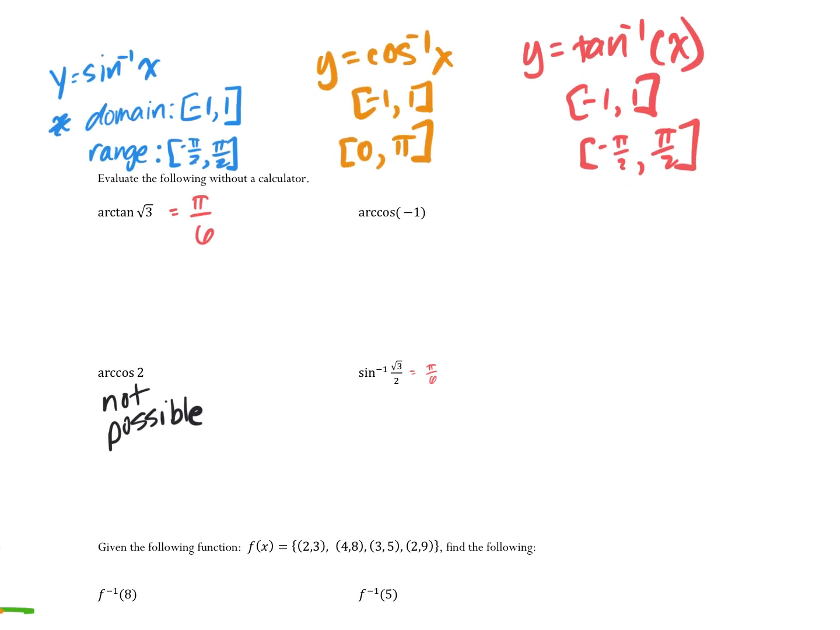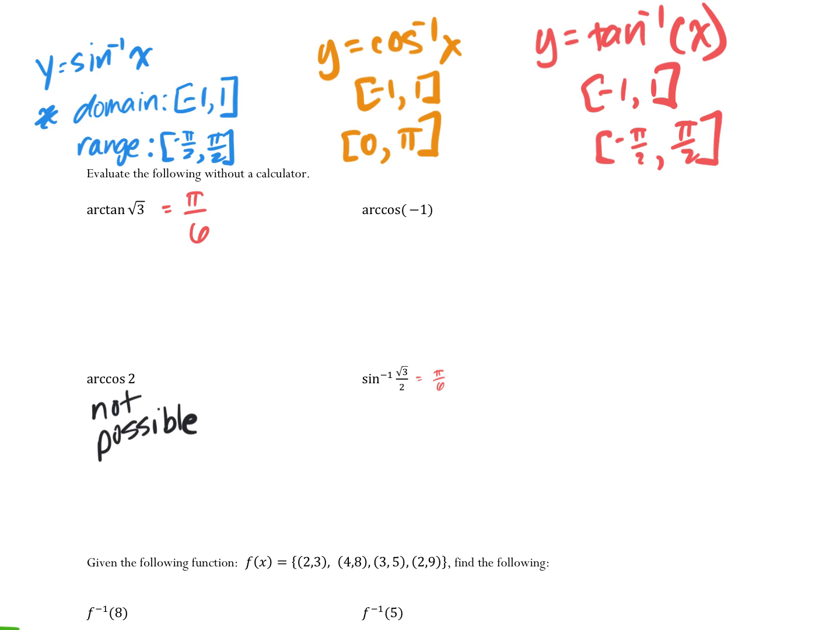All right, what about arc cosine of -1? Pi. Pi. Because that's where cosine would equal -1. From the unit circle perspective, in order for cosine, not arc cosine, to equal -1, the x-coordinate has to be -1, which is at the angle pi.